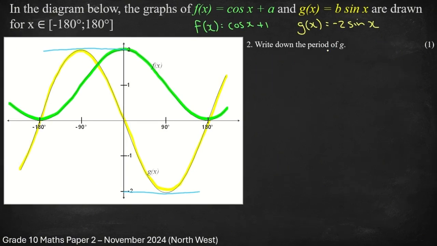Question 2. Write down the period of g. Now for grade 10, the period for a sin and a cos graph will always be 360 degrees. Question 3. Determine the range of f.